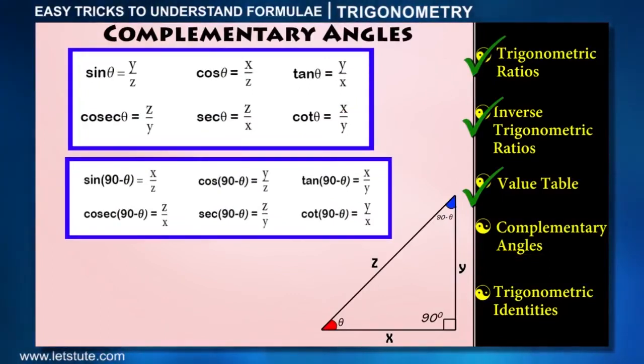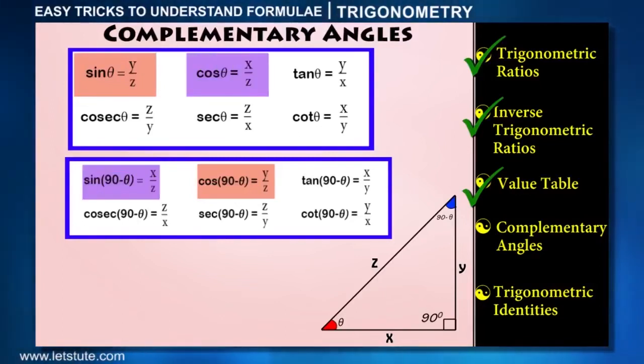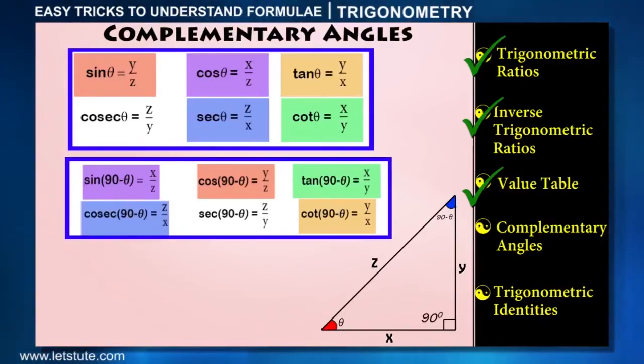So what do we observe here? We observe that the value for sin theta and cos 90 minus theta are same. Then cos theta and sin 90 minus theta are equal. Similarly, the value of tan theta and cot 90 minus theta are equal. Cot theta and tan 90 minus theta are equal. Same thing happens with cosec and sec too.